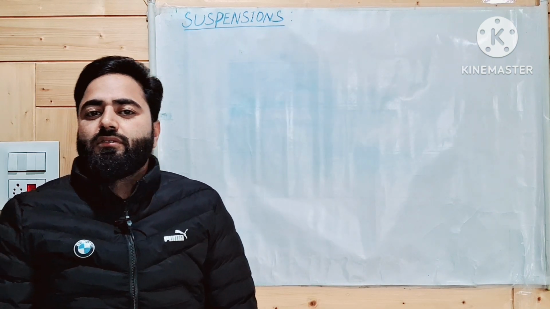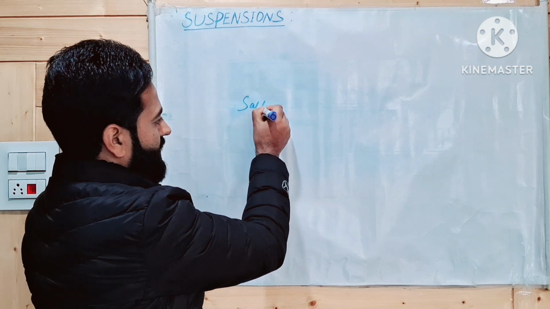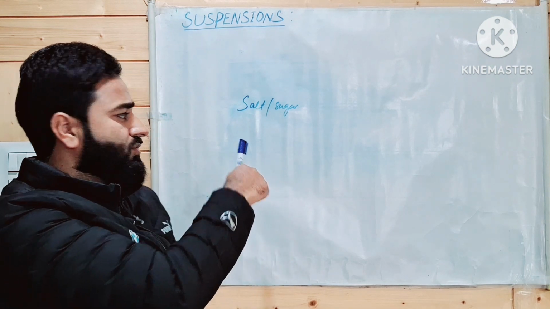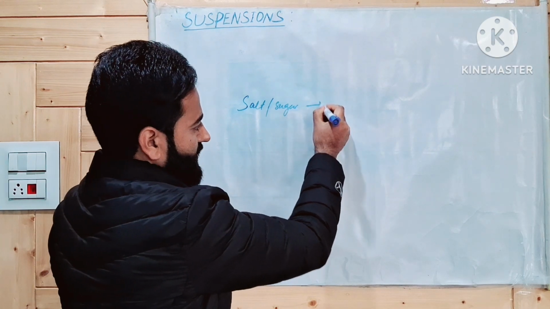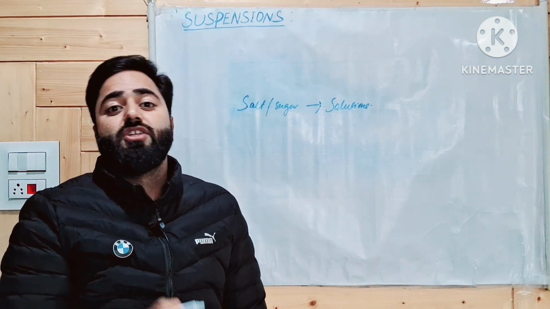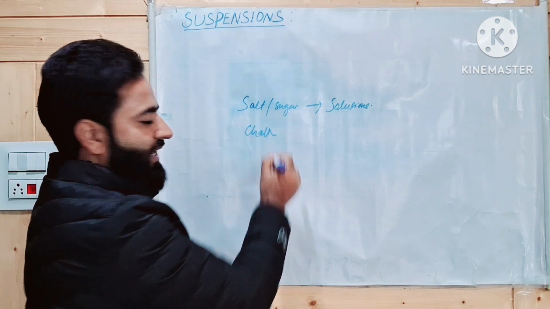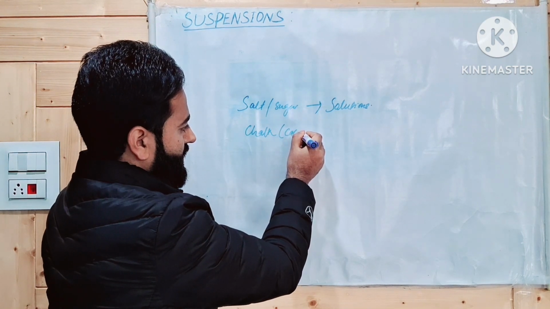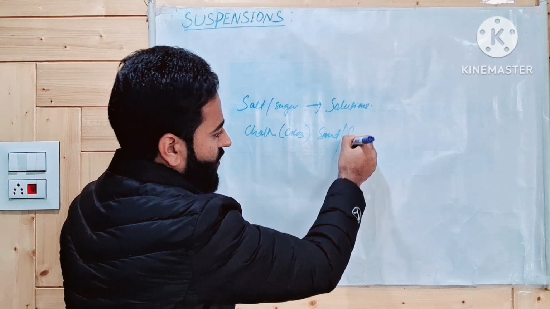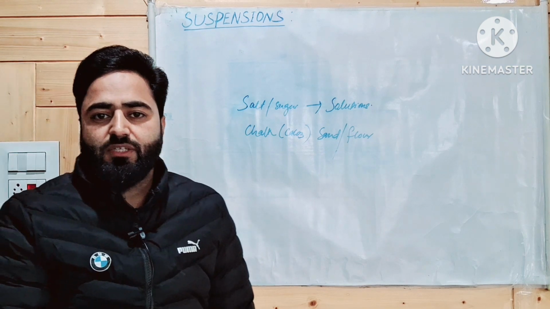We have studied that the substances which are soluble in water or any other liquid, like salt and sugar, form solutions. Now, those substances which are insoluble in water or any other liquid, like chalk, that is calcium carbonate, or sand, or flour, are insoluble in water, so these substances form suspensions.